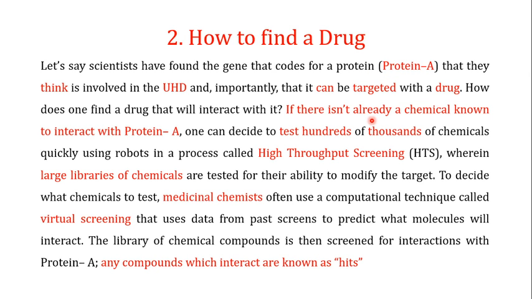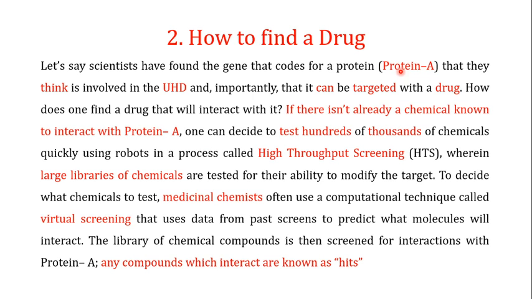Now, if there isn't already a chemical known to interact with this particular protein, you have to test hundreds of thousands of chemicals quickly using robots, in a process known as high throughput screening. So when you don't know that there is a chemical which can interact with this protein, you have to go through the process of high throughput screening. In this process, you will be screening a large library of chemicals for their ability to modify the target, which in this case is protein A.